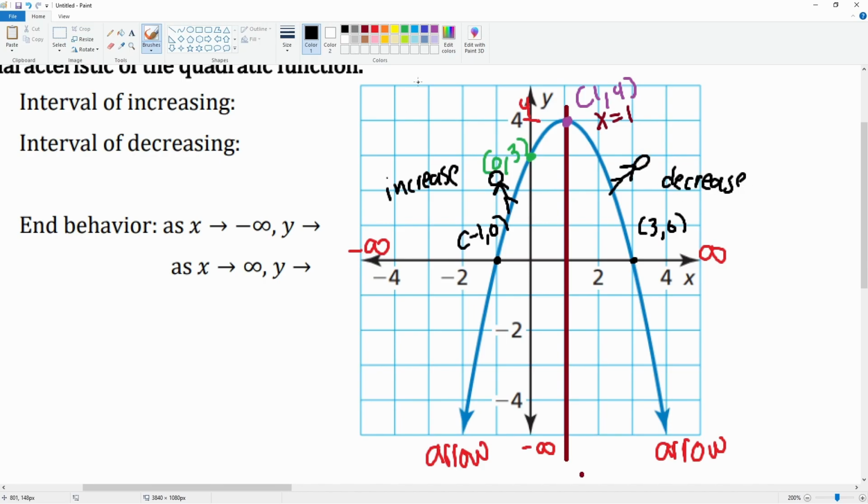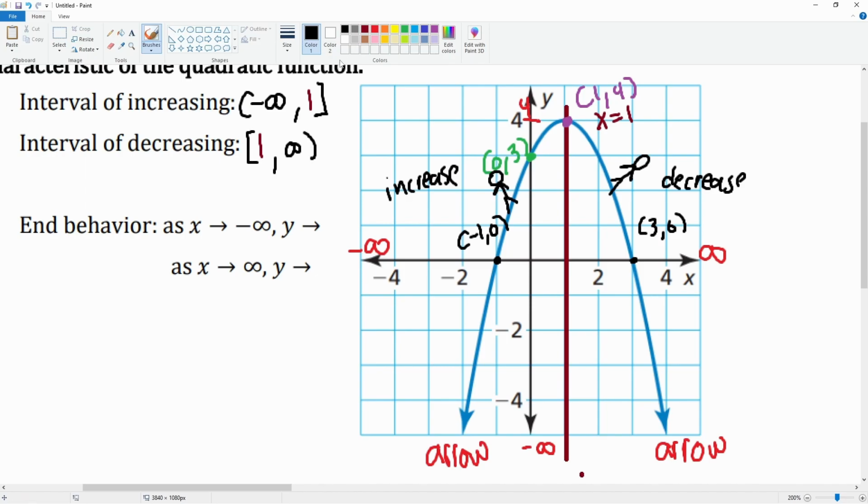So we can now write the interval. The interval can be just split of the domain. So here it goes from negative infinity all the way to the line of symmetry of 1. That is increasing. It's decreasing from, again, it picks up from that line of symmetry at 1 and goes all the way to positive infinity.